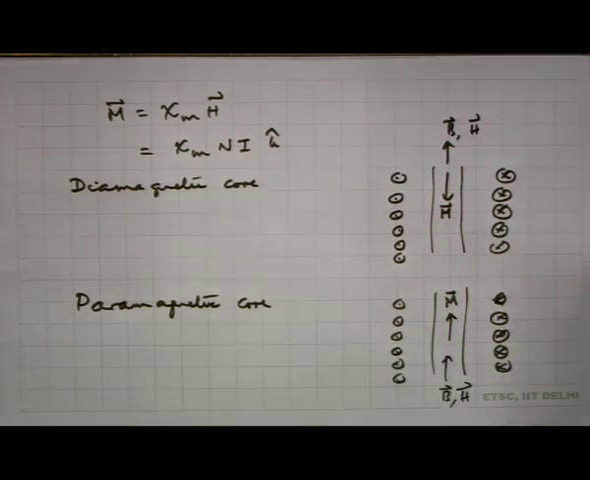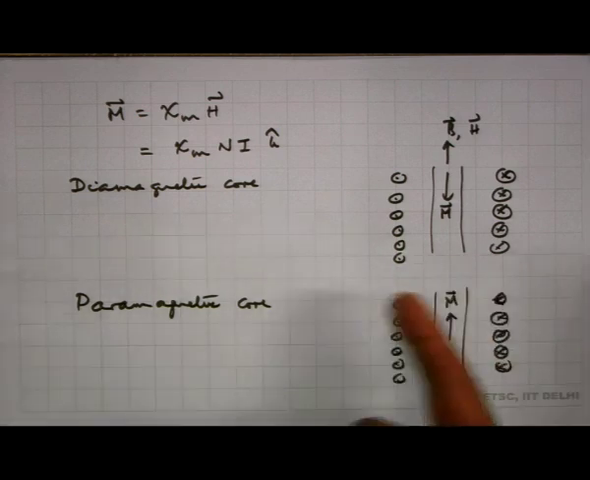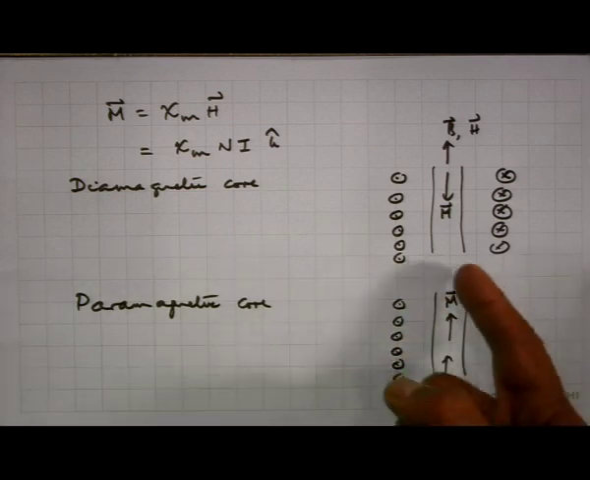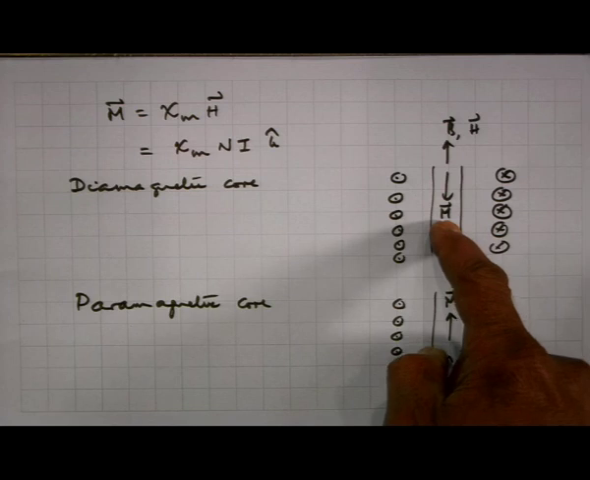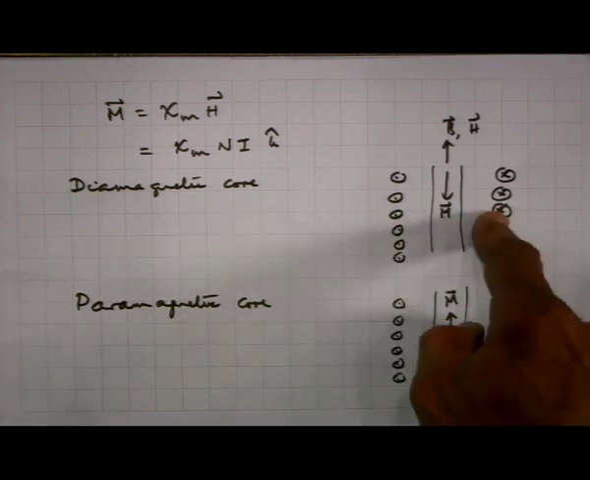In both cases B and H are along the z direction. In this case magnetization is opposite, and remember now that this downward magnetization is actually equivalent to current in the reverse direction, and that current actually produces the magnetic field which is opposite to the direction of the magnetic field produced by the current carrying conductors.